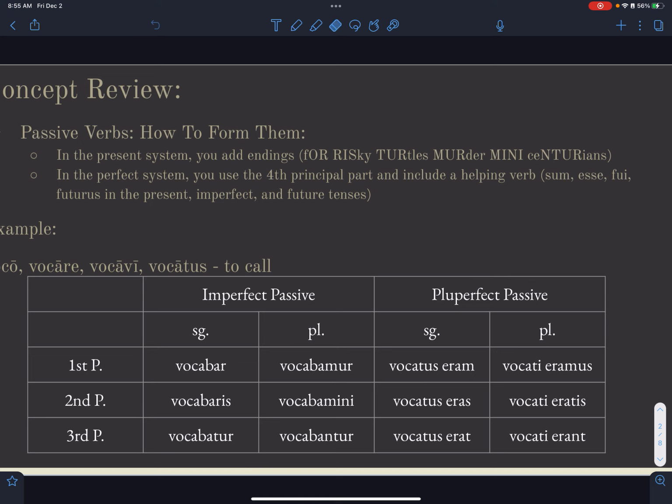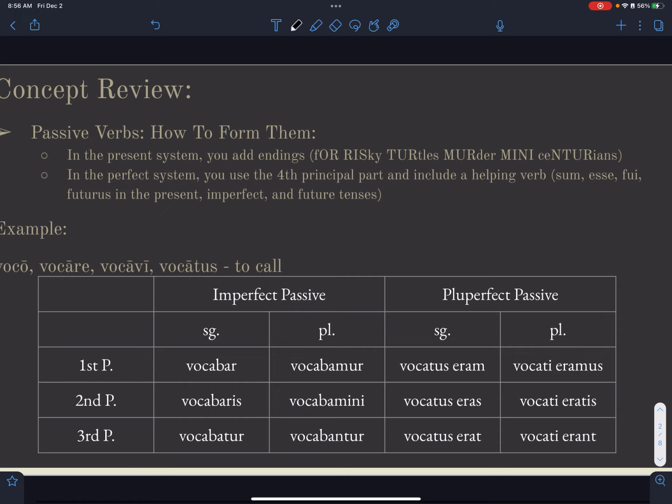So in the present system, i.e. the present, imperfect, and future, all you need to do is add your endings, right? Your endings are over here: -r, -ris, -tur, -mur, -mini, -ntur. But in the perfect system, you use the fourth principal part, and then you include a helping verb, such as sum, like sum in the present, imperfect, and future tenses. Just to bring us back to passive verbs real quickly, I've given us an example on the bottom.